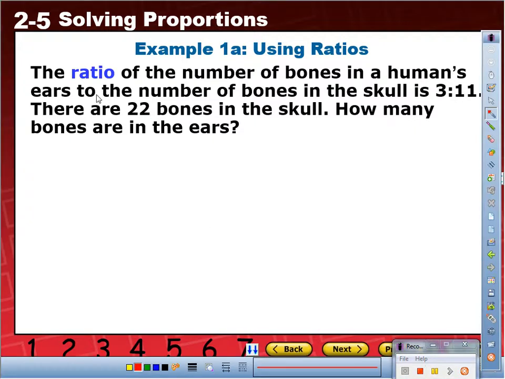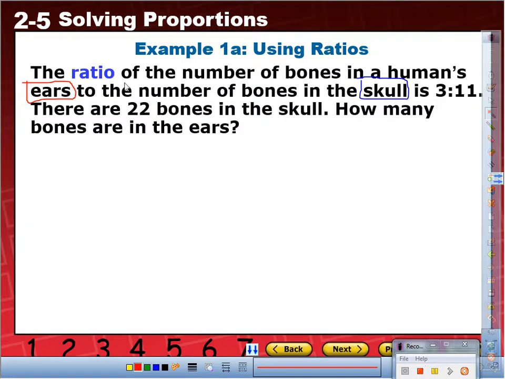First things first. What is the first type of bone that they mentioned? Let's see. It says the ratio of the number of bones in the human ears. So I'm going to box the word ears in red to the number of bones in the skull. I'm going to box the skull in blue. Do the same, please. So why am I doing that? Because this is what I'm asking you to do so that you can see the process as to what belongs to what. So everybody look up.